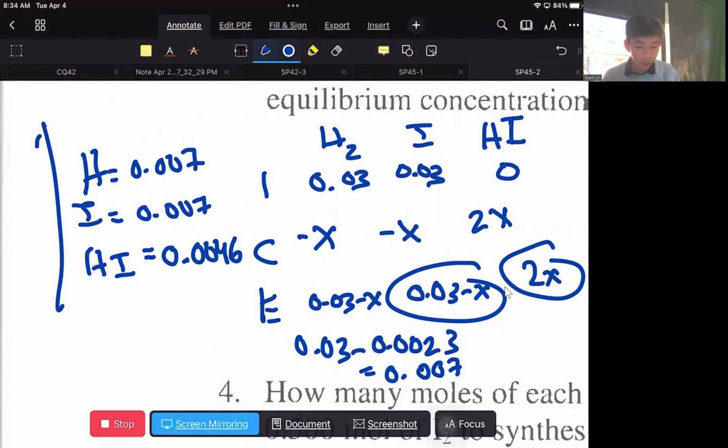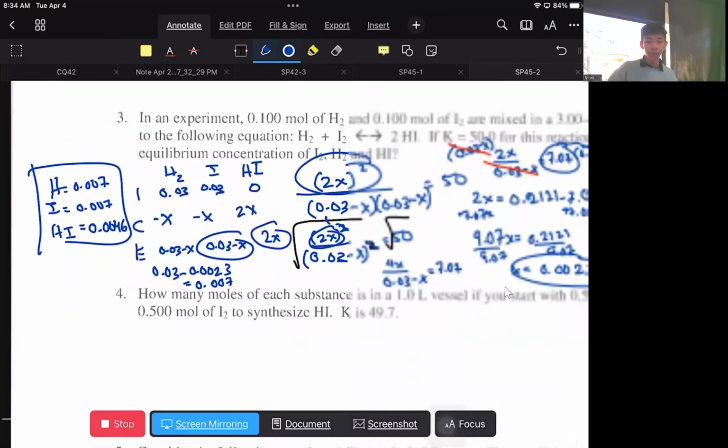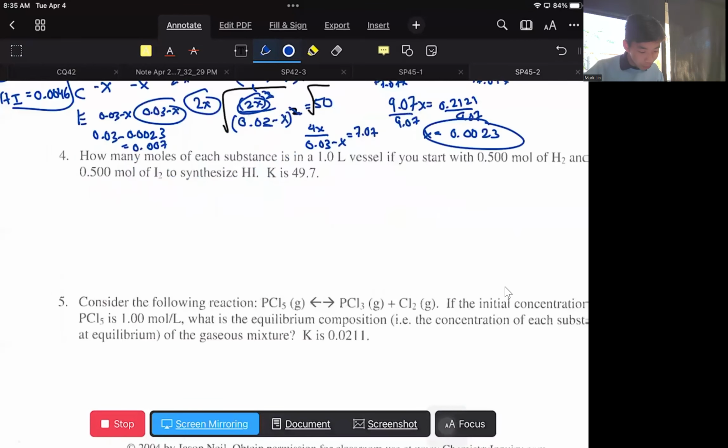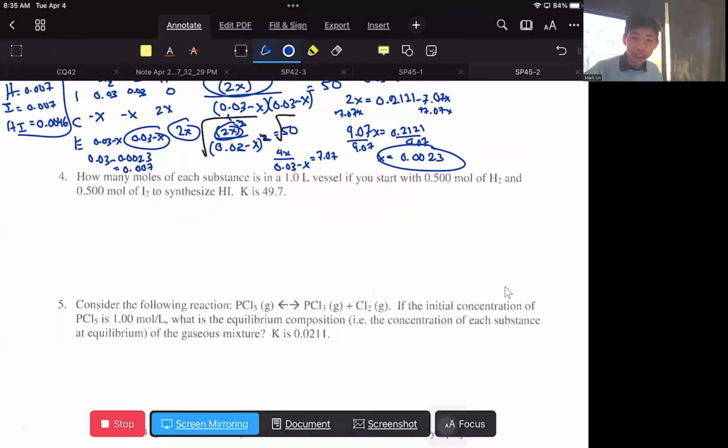All right, what's the next one? All right, number 4. How many moles of your substance is in a 1.0 liter vessel if you start out with 0.05 moles of H2? Right. Okay.